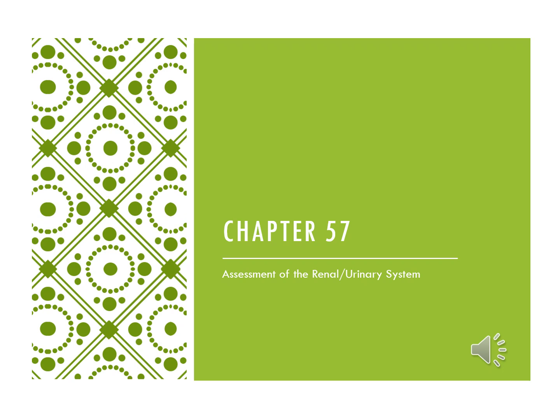So this is chapter 57, the assessment of the renal and urinary system. In this chapter, we are going to be reviewing some of the things that you learned in anatomy and physiology. We are also going to be reviewing some of the things that you learned in your Med-Surg 1 course.